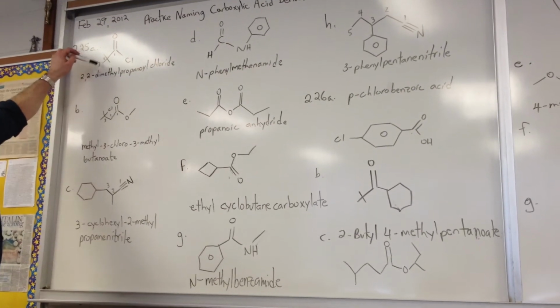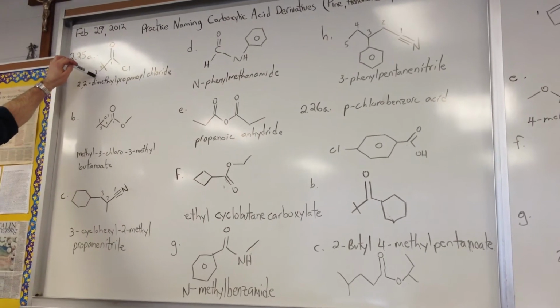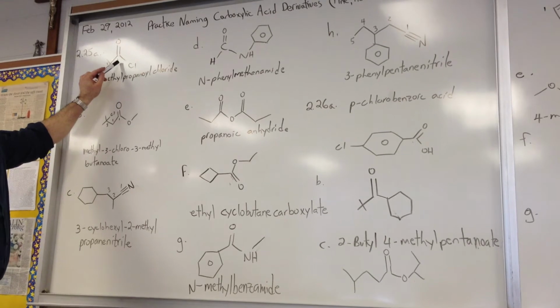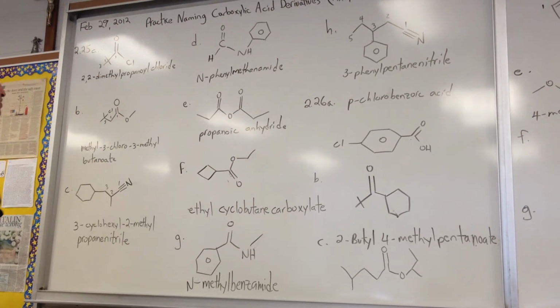This is a tert-butyl group, but we named it systematically by looking for the longest chain, which is 3 long. So we say 2,2-dimethylpropanoyl chloride. Propan because it's 3 carbons for the longest chain.